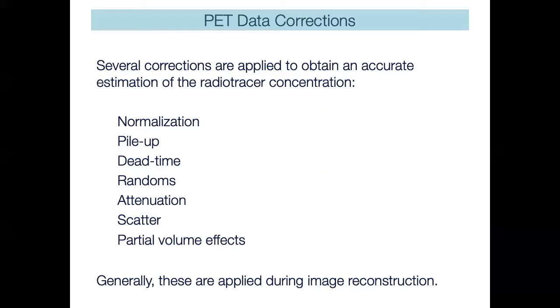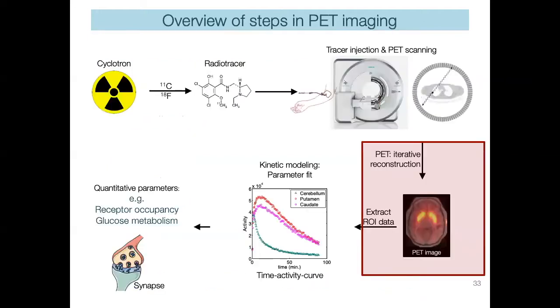There are a number of other data corrections that need to be done. I'm not going to go into details, but if you are really interested or working in PET image reconstruction, these are the kinds of things like normalization, dead time, pileup, that really need to be accounted for during the image reconstruction process. But let me give you an overview of the actual reconstruction process.